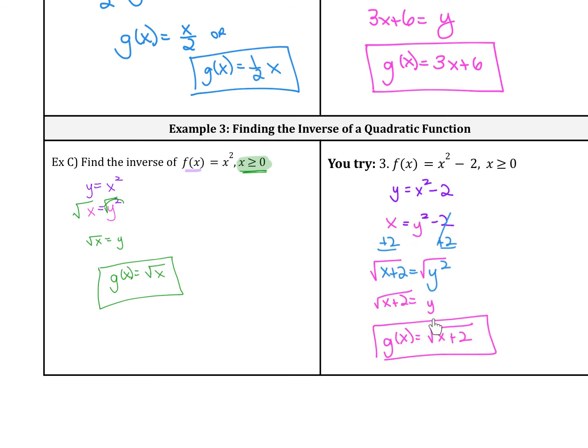So if you tried this out, you would get g of x equals the square root of x plus 2. Again, you change the f of x to y, switch the roles of x and y, add 2 to both sides. Then to get rid of the square, you square root both sides. And so it's the whole thing, x plus 2. So then we have y equals the square root of x plus 2, or g of x equals the square root of x plus 2.